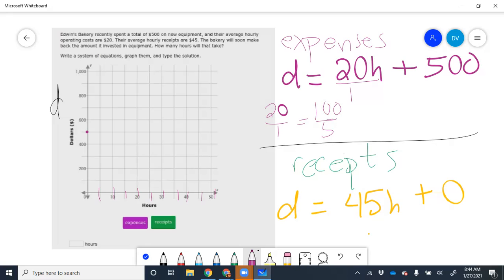Let's see if that'll fit on our graph. Could we go up 100 and over 5 on this? Yeah, we could. Okay. We could also go up 200 and over 10. Both of these would work in this problem. So I'm going to do that.